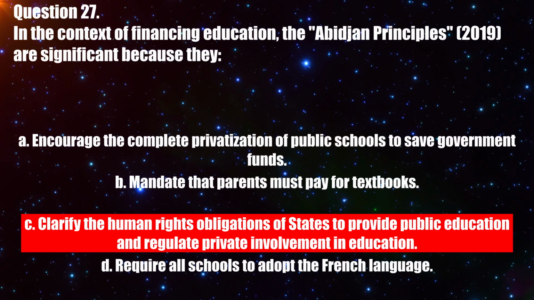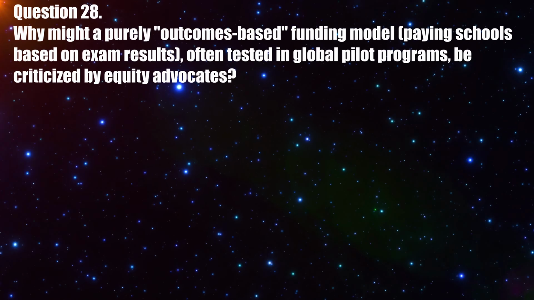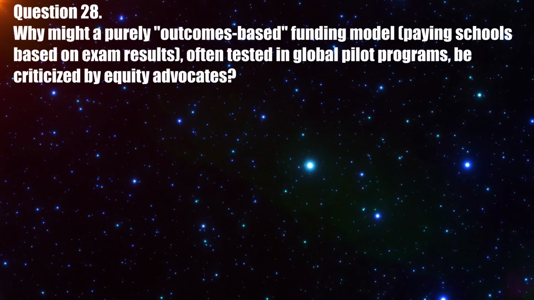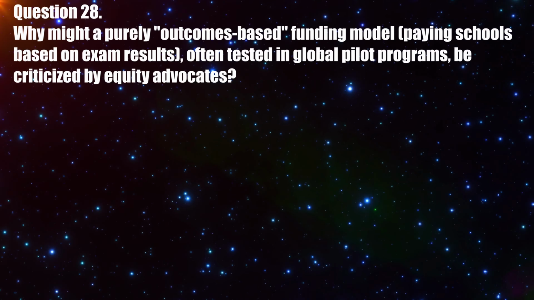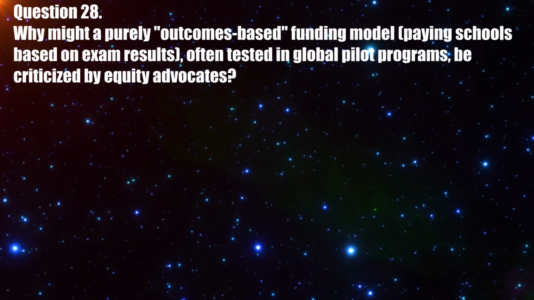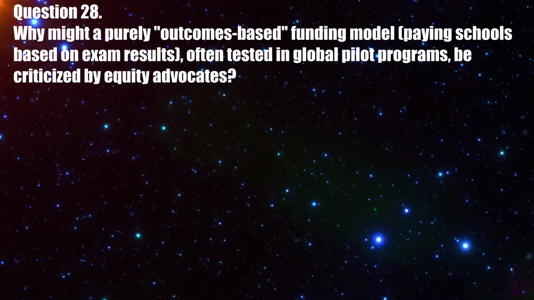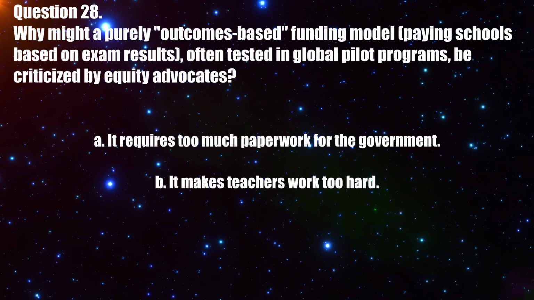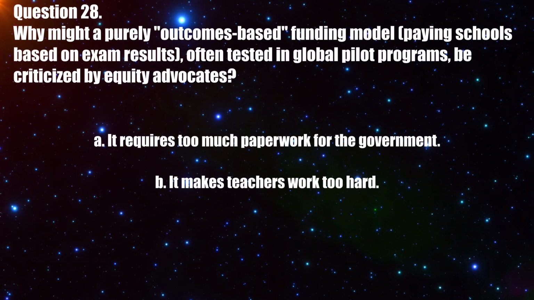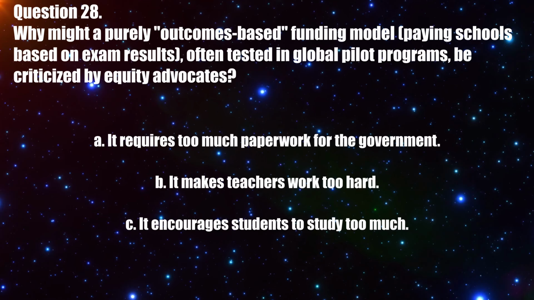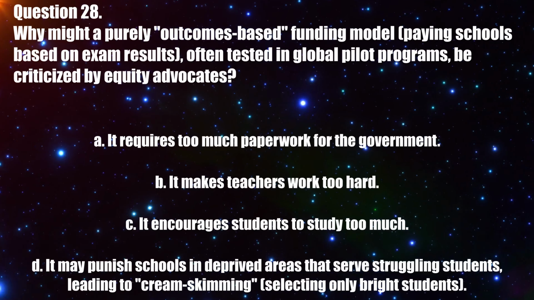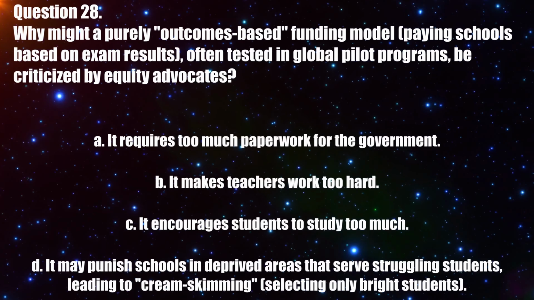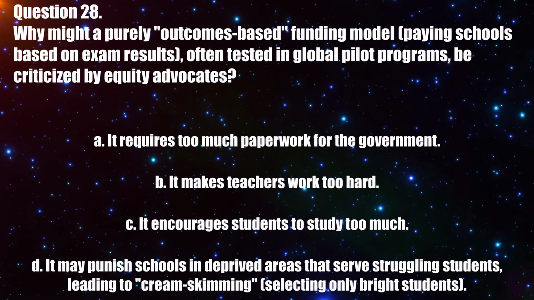The correct answer is C. Question 28. Why might a purely outcomes-based funding model, paying schools based on exam results, often tested in global pilot programs, be criticized by equity advocates? A. It requires too much paperwork for the government. B. It makes teachers work too hard. C. It encourages students to study too much. D. It may punish schools in deprived areas that serve struggling students, leading to cream skimming, selecting only bright students.